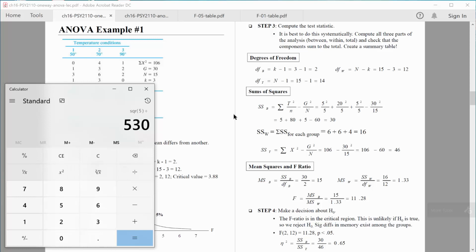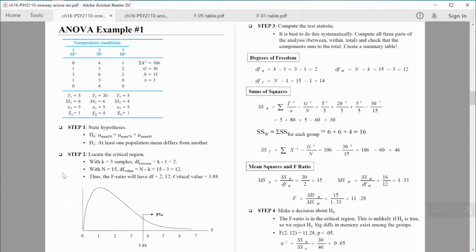And now we're going to look at this last fraction. We're going to take 30. We're going to square it. And we're going to divide that by 15. So that equals 60. All right, so now we need to take 5, add to that 80, add to that 5, and then subtract 60. So sum of squares between groups equals 30.